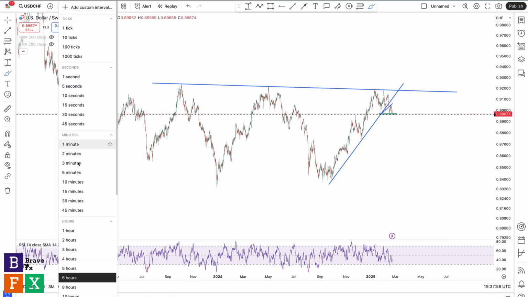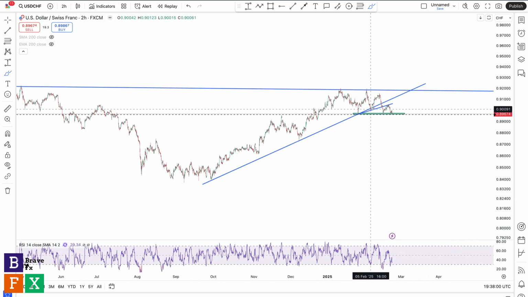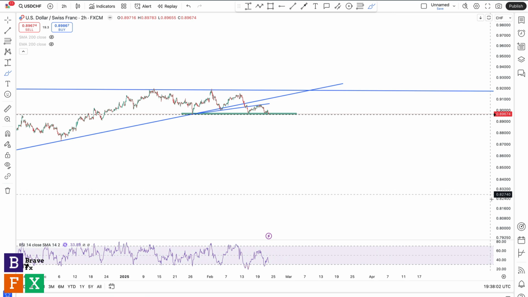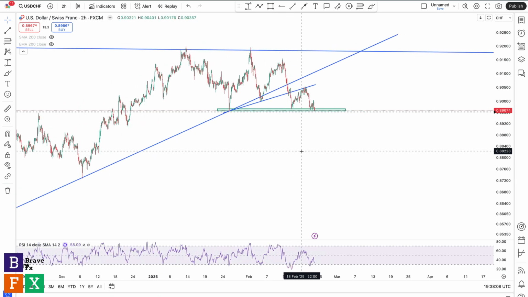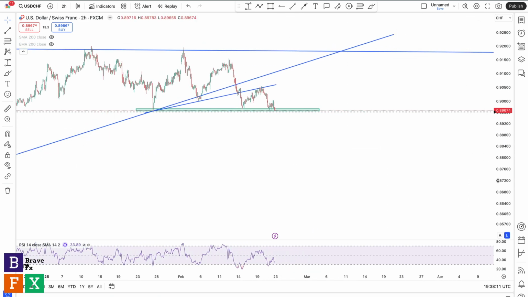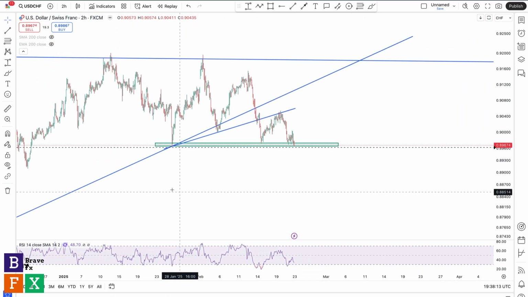So going down to, let's say, the 2 hours time frame, so we can focus on what's happening down here. I'm going to zoom in, excuse me. So zooming in, you can see that we took out this trend line, right? Nice break. Now we seem to have retested that trend line and moving lower. So we have a good area of support.